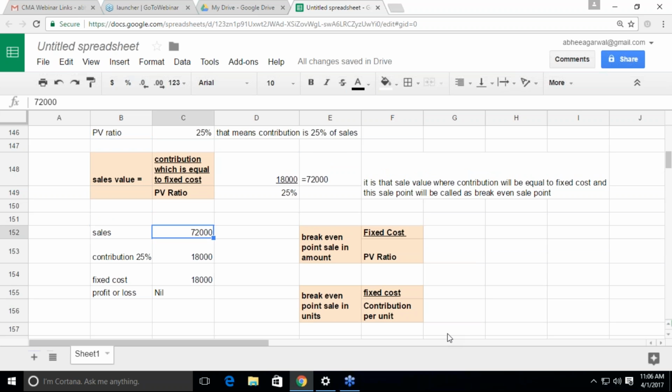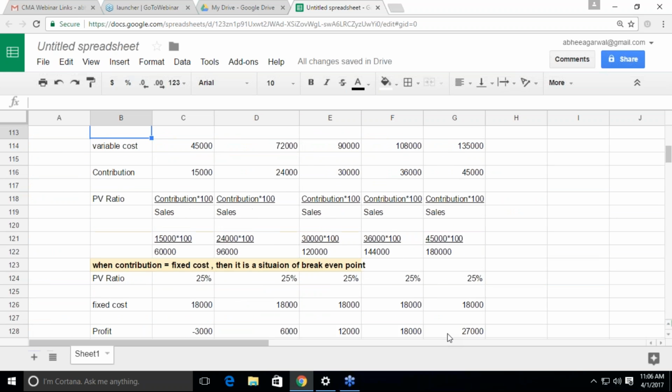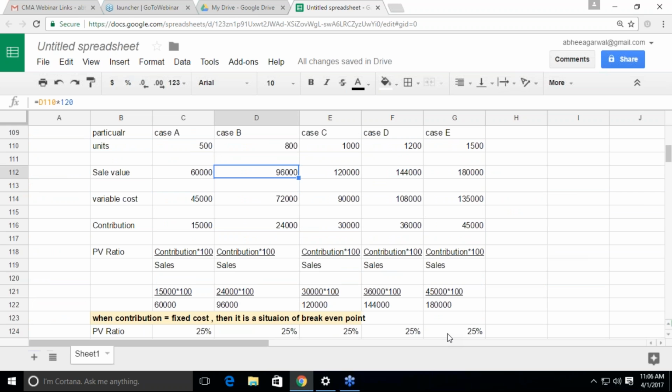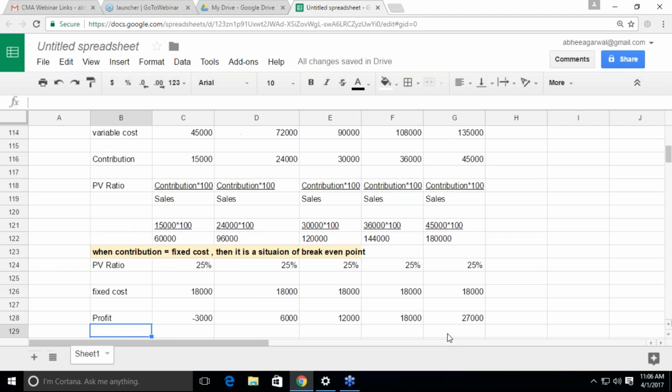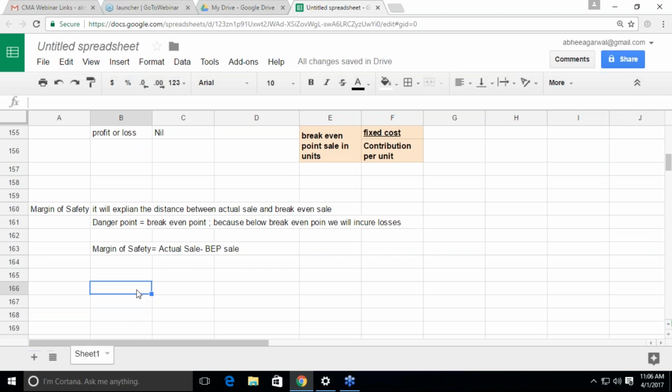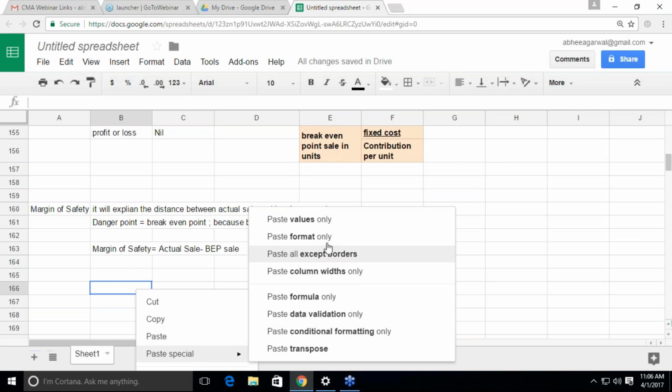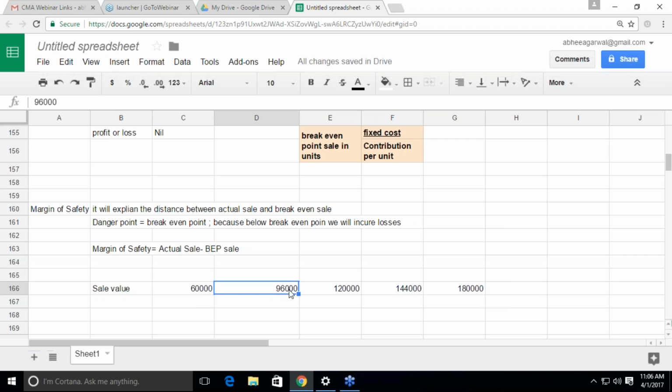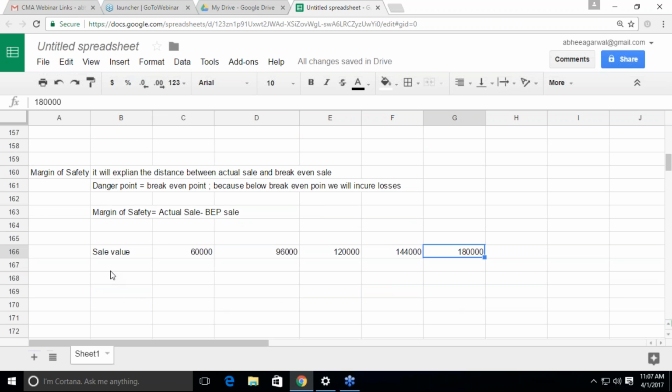In the above calculation, I calculated the break-even point sale as 72,000. If I go up, the sale values are 96,000, 120,000, 144,000, 180,000. This is the sale value. I'll take these sale values from that example to calculate margin of safety here. Sale values are 60,000, 96,000, 120,000, 144,000, 1,80,000. Now the break-even sale is 72,000.